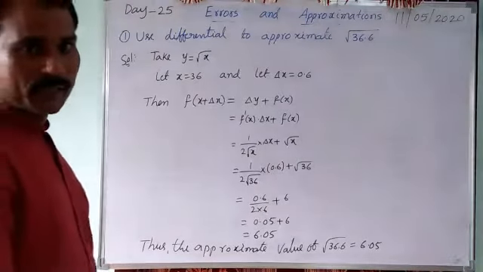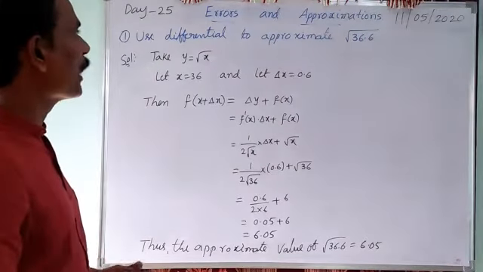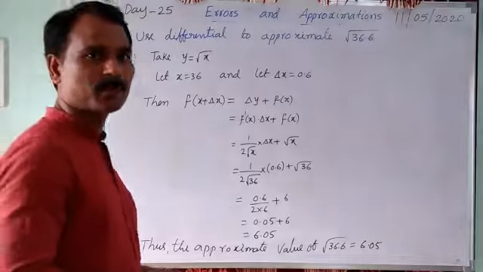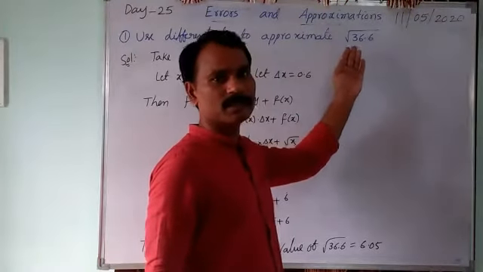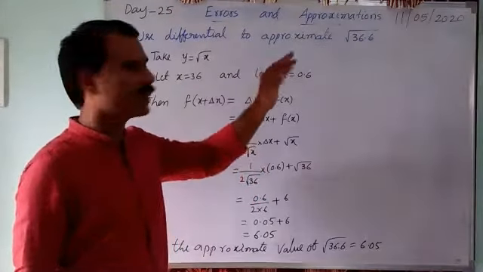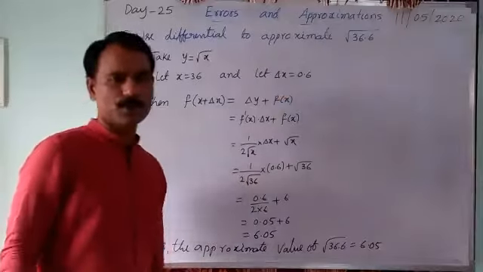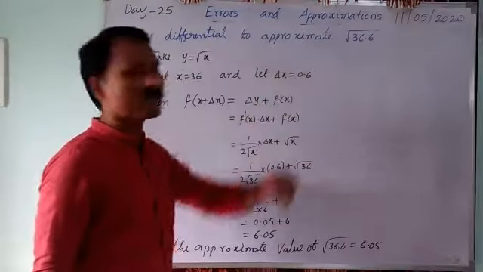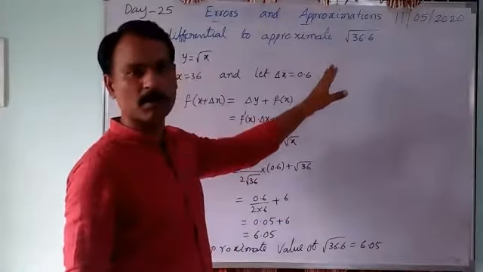Student, first example in errors and approximation: use differentials to approximate the square root of 36.6. Generally, approximating root 36.6 means we are finding the square root of this number. But that's why the word differential is used; you have to use the differential concept for finding the square root of 36 plus 0.6.